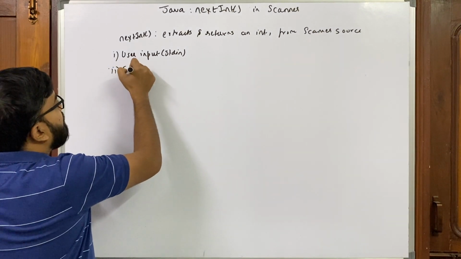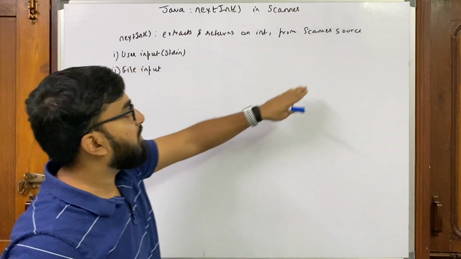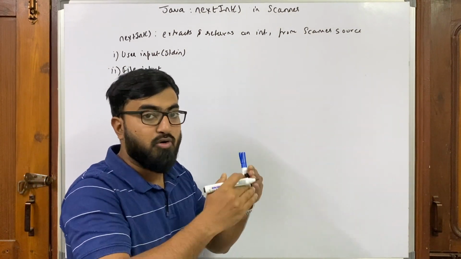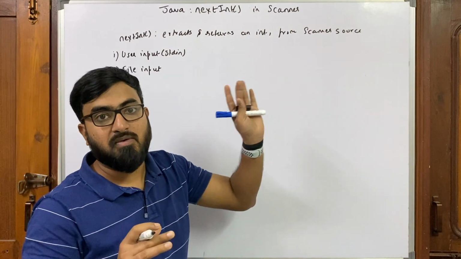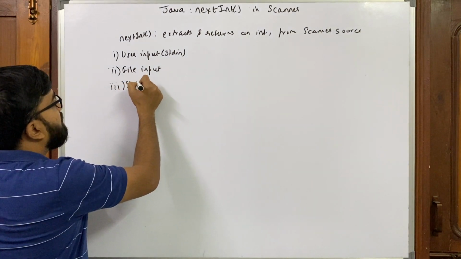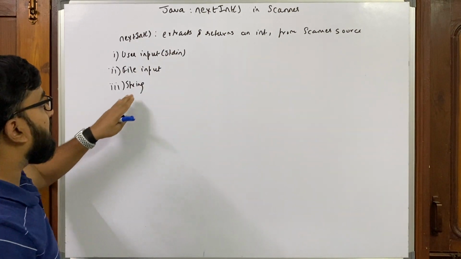Second is basically file input. You can use a Scanner object to use a file as a source, that is, the contents of the file can be read as input through a Scanner object into a Java program. And the final is string. I'll discuss these two first and then I'll tell you about this.